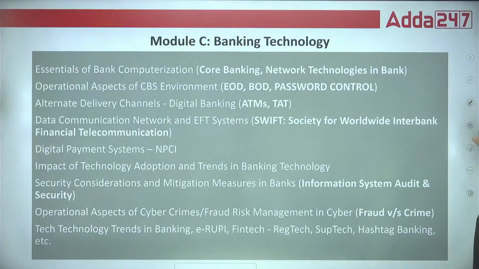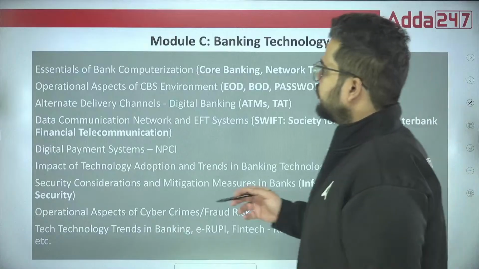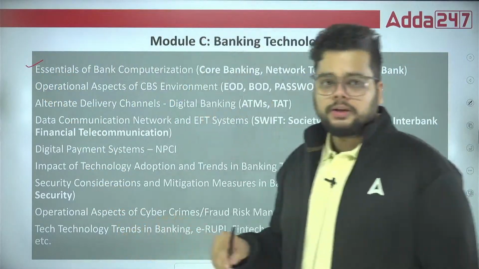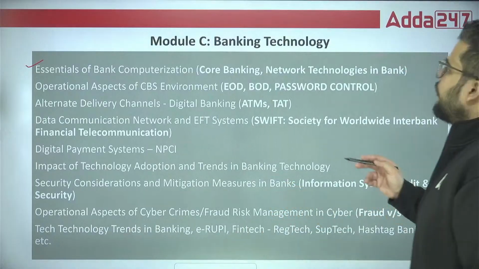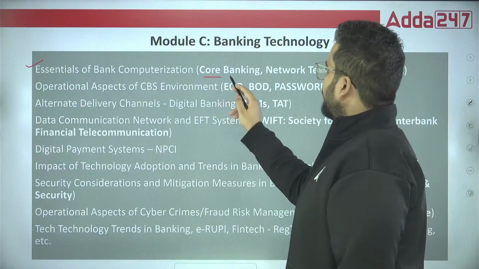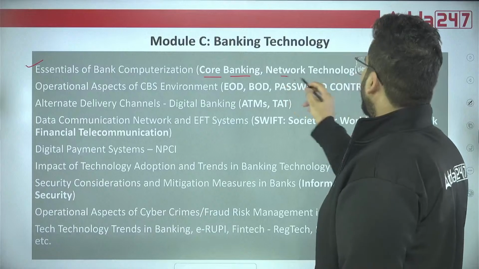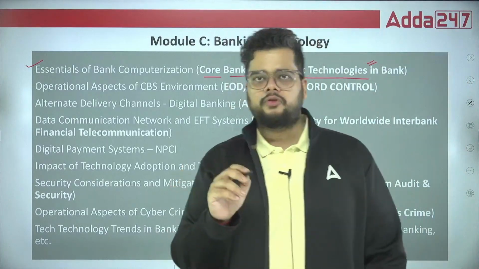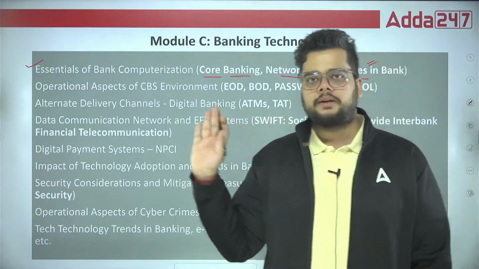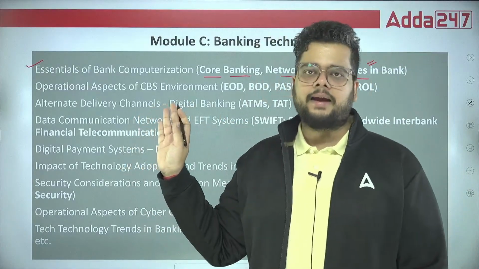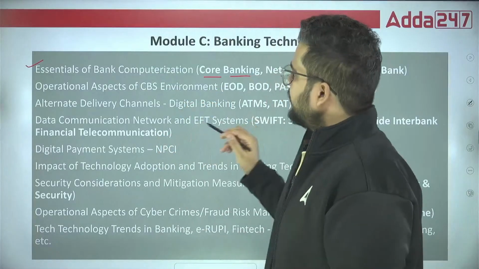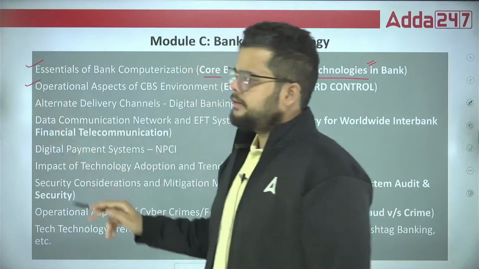When you talk about banking technology, it starts off with the essentials of bank computerization. How the computerization started, what do we mean by core banking, what is the network technology utilized by the banks. These two topics, if you know, definitely one question will be there from case studies and you can easily solve these particular questions. Next is the operational aspect of the CBS environment.